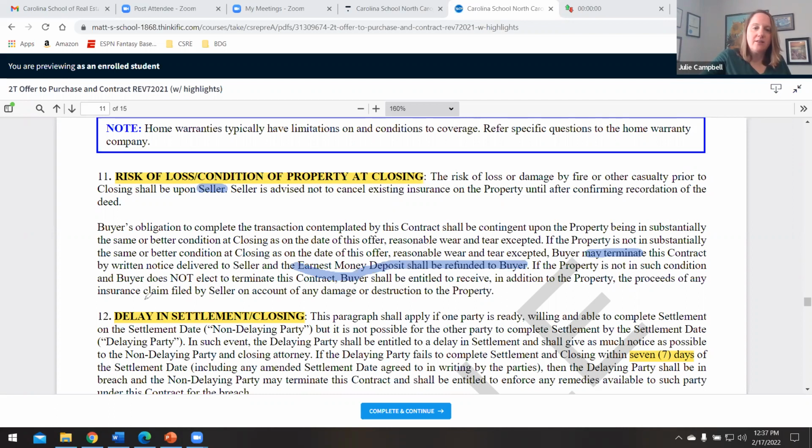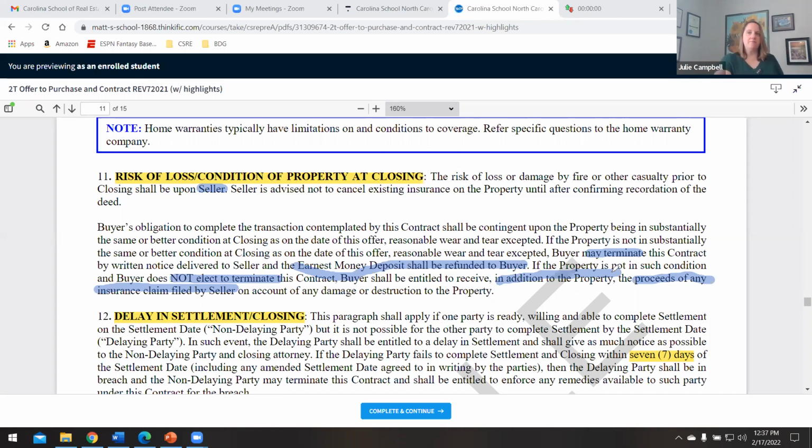If the property is not in the same condition and buyer does not elect to terminate, buyer shall be entitled to receive, in addition to the property, the proceeds of any insurance claim filed by the seller. So if the house burns down when we're under contract, the buyer has a choice, don't they? They either terminate and get their earnest money, or they proceed and buy the property. And once the seller gets their insurance claim, the buyer will get it so they can rebuild.